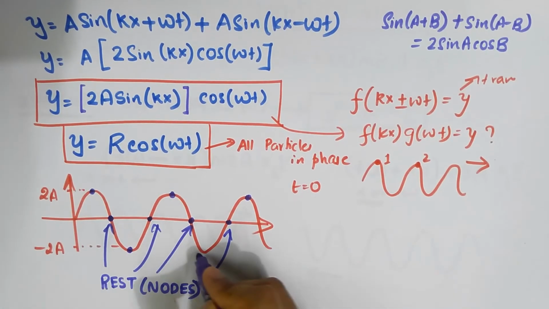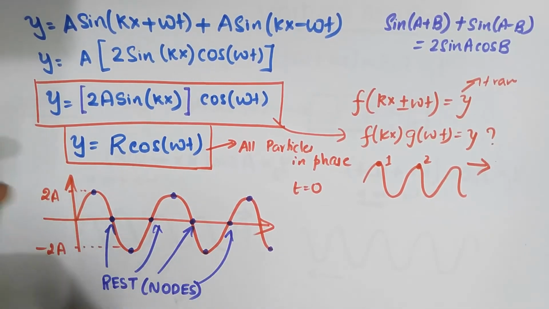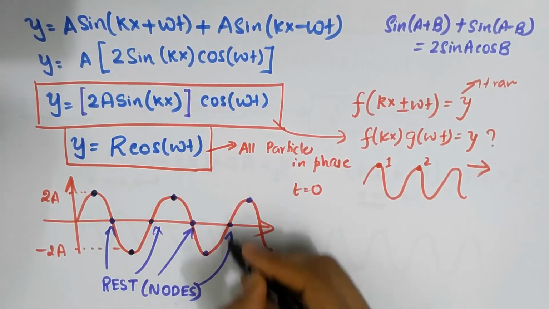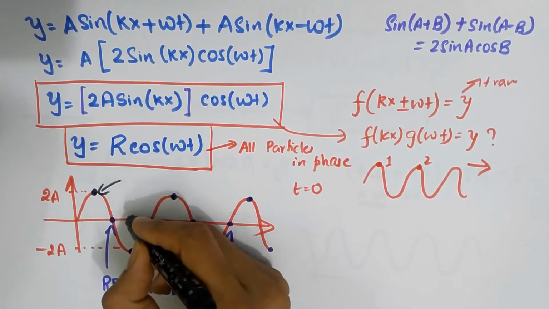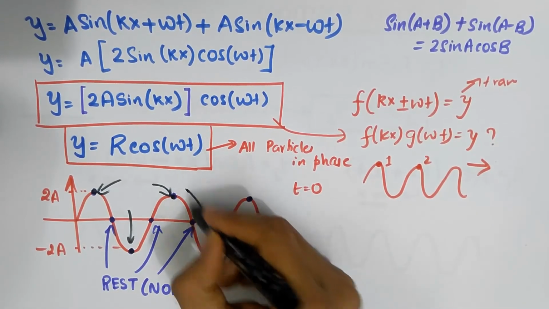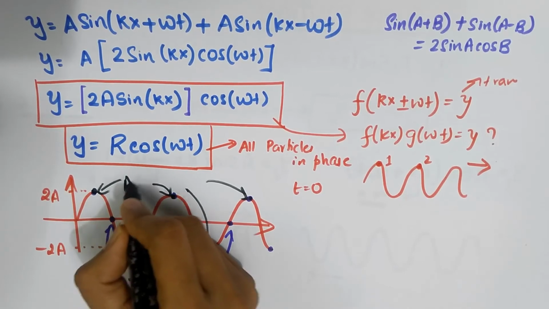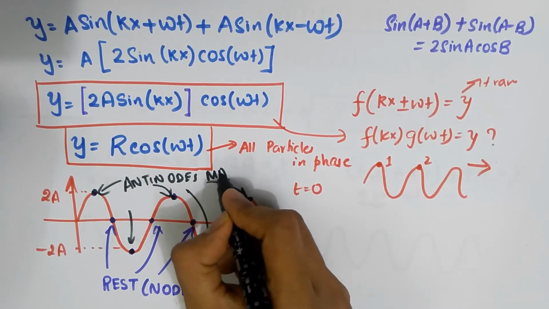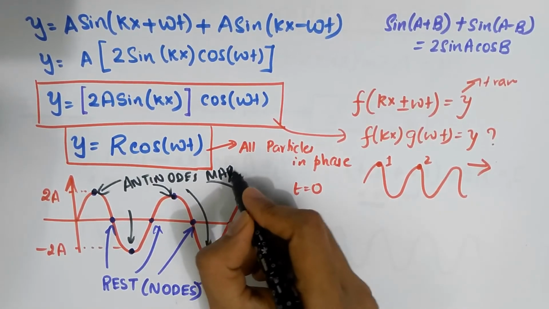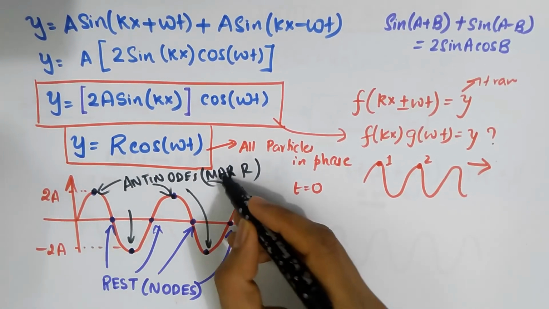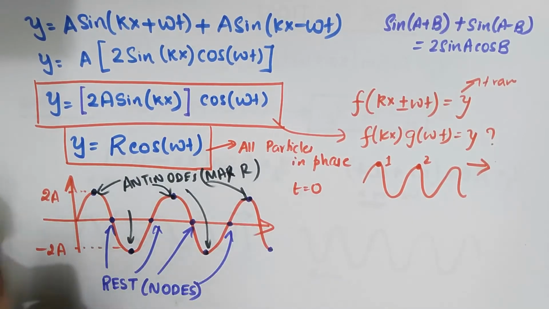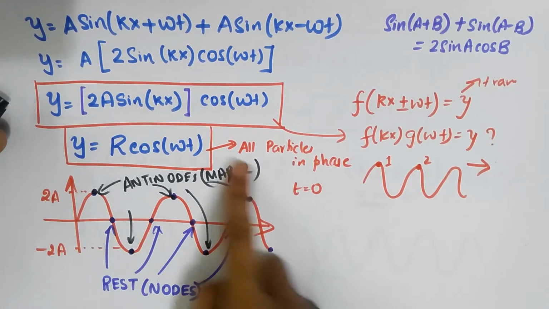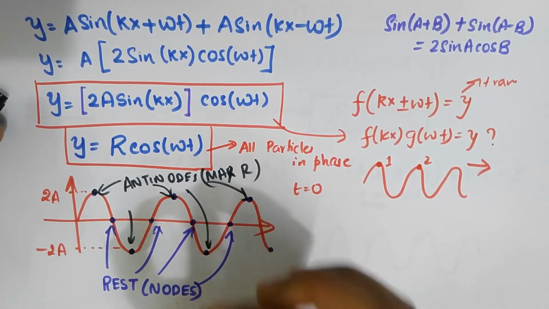And even these guys are given a name. So let me indicate them in black. These guys over here are called antinodes because they have the maximum value of amplitude, that's the maximum value of the amplitude R. And every single particle has its own amplitude. That's the speciality of this. All particles are in phase, but every particle has its own value of amplitude.